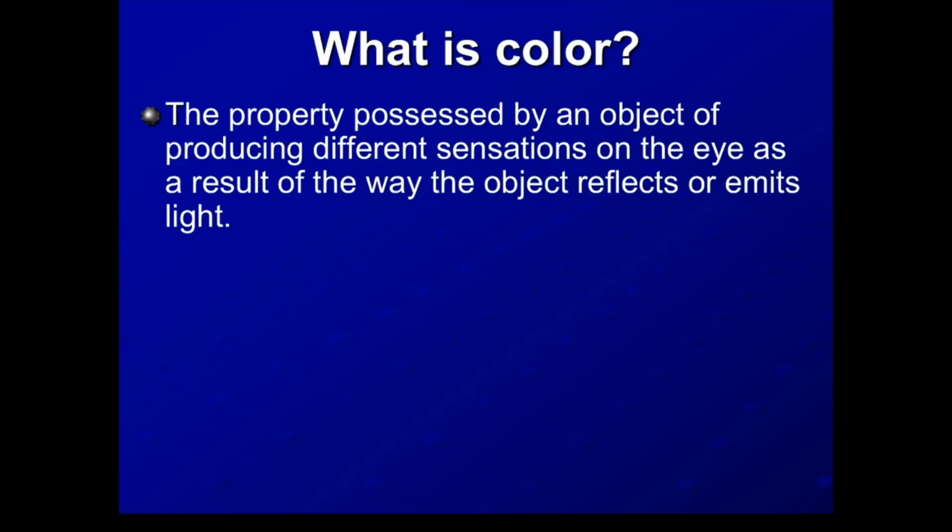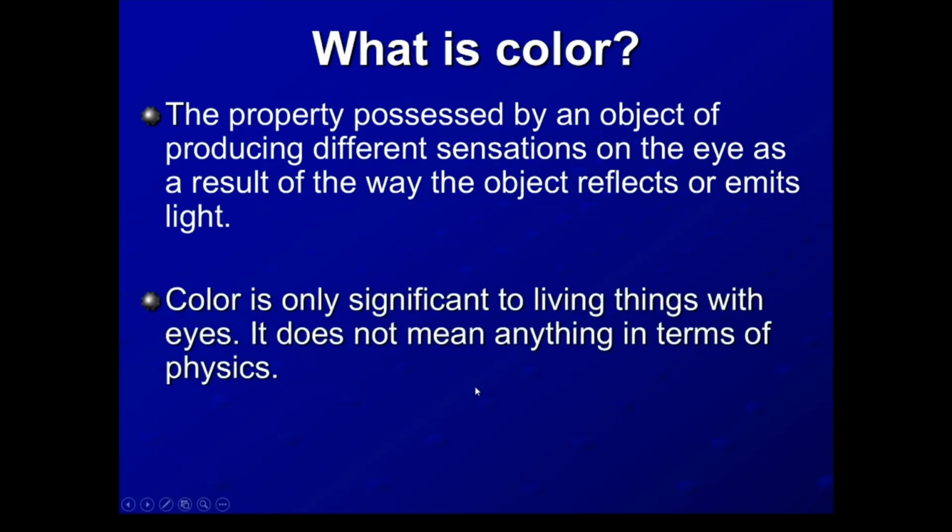a certain wavelength of light. So we have eyeballs, obviously, and inside of our eyeballs are these things called rods and cones. And the cones are actually responsible for us seeing different colors. And color is only significant to living things with eyes. It does not mean anything in terms of physics. So color doesn't really exist outside of the human mind.